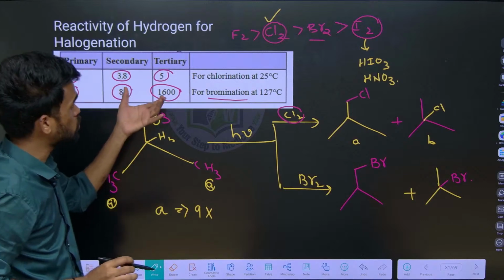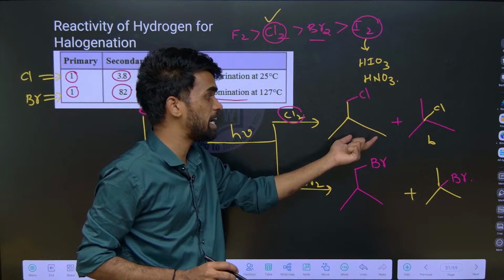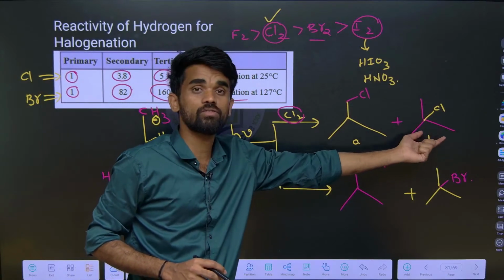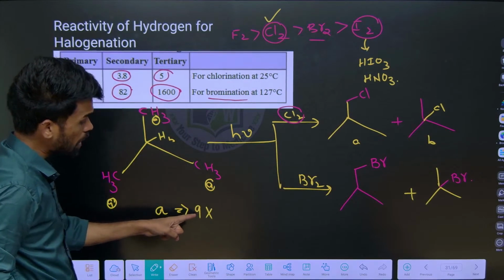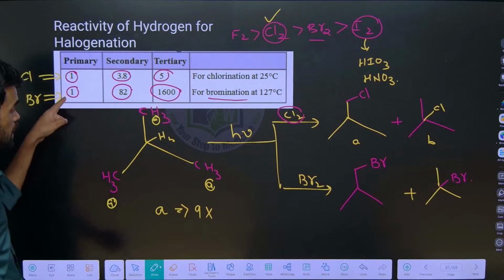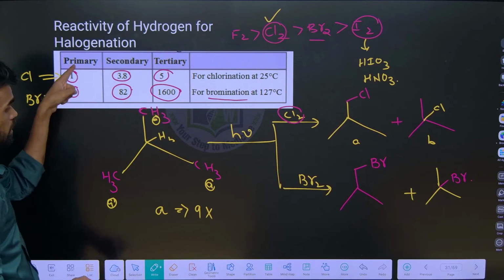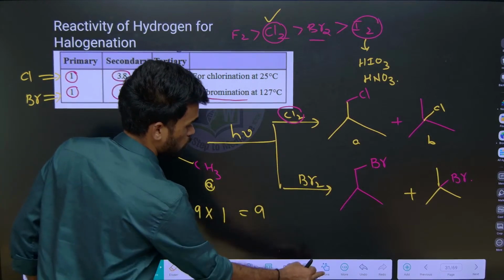So using this table we can estimate or predict what percentage of A type product and B type product is formed. For example here, how many A type hydrogens are there? 9 are there. So let us calculate it for bromination. 9 into, for each primary it will be 1 time. So we will get the A type product as 9.